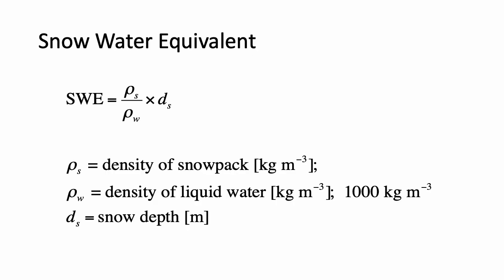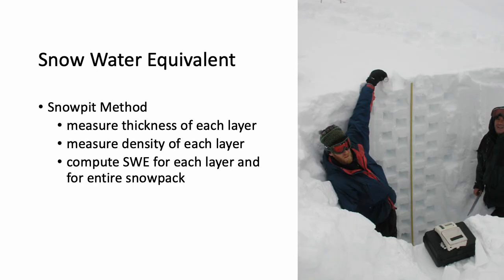It's simply the density of snow divided by the density of water times the snow depth itself. Now, if we can assume the density of liquid water is about 1,000 kilograms per cubic meter, and in fact, it's a little bit different depending on temperature, but then we can sort of just say, all right, it's the density of snow times the depth of snow. But the density units cancel out, and you end up with depth units. So SWE is measured in units of liquid water equivalent. But how do you actually measure this?